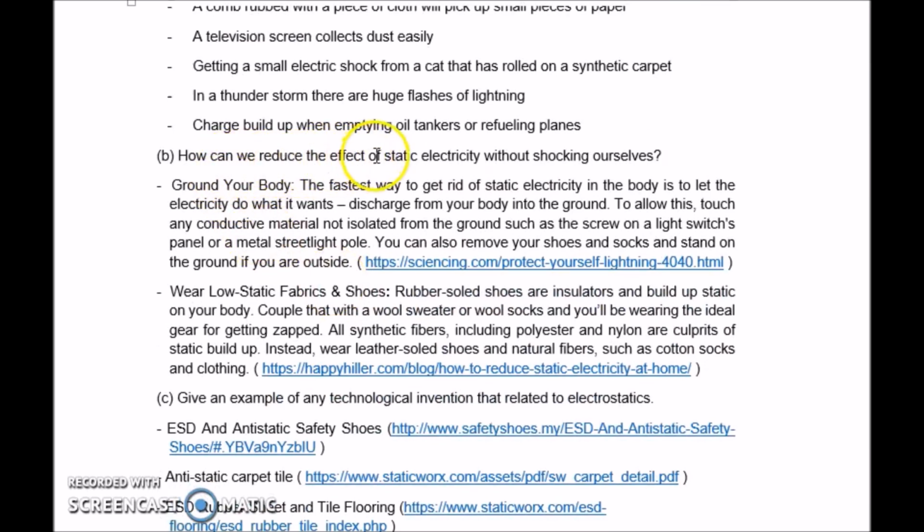13b, how can we reduce the effect of static electricity without shocking ourselves? So these are the examples of the answer. First, we can ground our body. Okay, so this is the explanation. You can search on the internet. Second one, wear low static fabrics and shoes. So these are the examples of the answer.